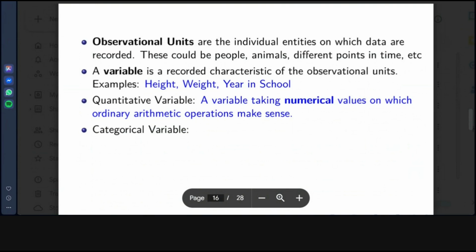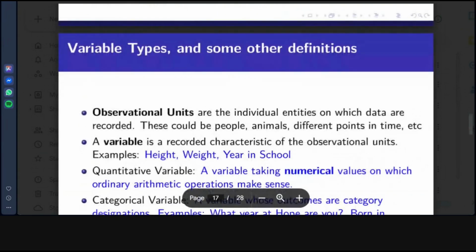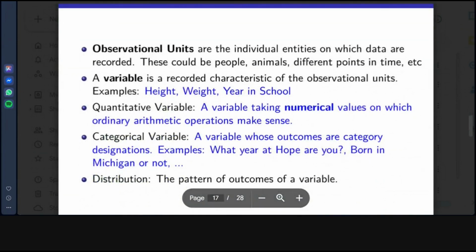So one way to tell when something is not quantitative, is categorical, is even if it's using a number, can I replace that number with any other tag? For example, replace 1 with freshman, right? If you can use words to represent variable values, that indicates that the variable is categorical. So a categorical variable is a variable whose outcomes are category designations. For example, what year are you at Hope? You'd say, well, I'm a freshman, I'm a junior, whatever. And were you born in Michigan or not? The answer is either yes or no. So the kind of answers that you give already tell you what kind of variable it is.